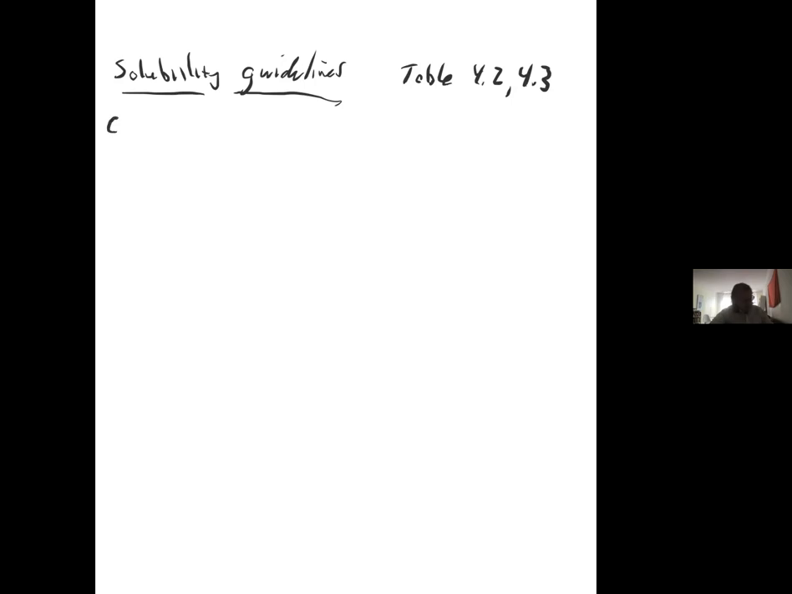If you have an ionic compound and it has a group 1 metal. Now, what are the group 1 metals? Li, Na, K, Rb and Cs. Now they usually include in this ammonium. Even though ammonium is not a group 1 metal, it's a polyatomic ion, it behaves a lot like the group 1 metals. Then it's always soluble. Okay? So that right there is going to get you a lot of them.